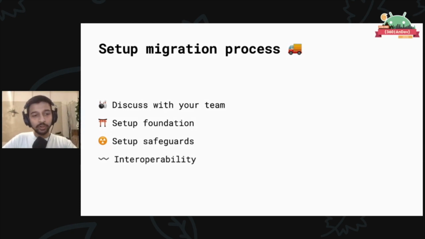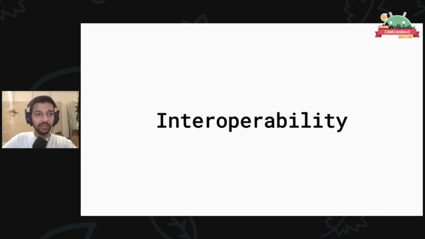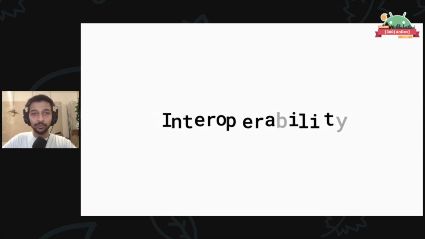The fourth one which we're focusing on is interoperability. So this is one of the coolest things. I love it a lot. Flow provides an amazing API to convert any legacy callback based API to Flow.